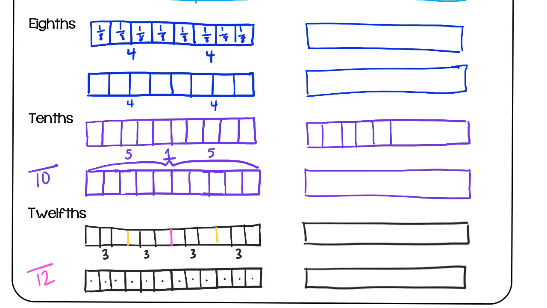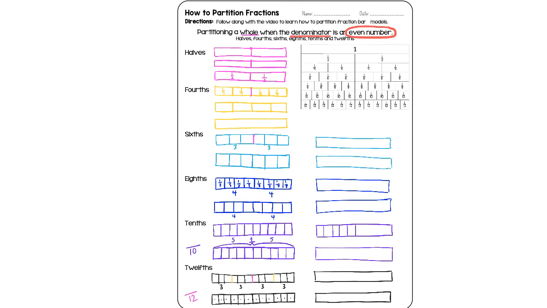Then count. Do you have 12 pieces? I want to hear you. 1 12th, 2 12ths, 3 12ths. Go ahead and try the last one on your own. Great job. All right, I'm really proud of you.